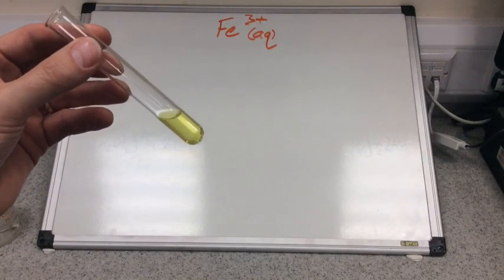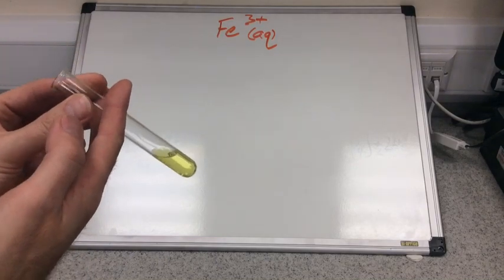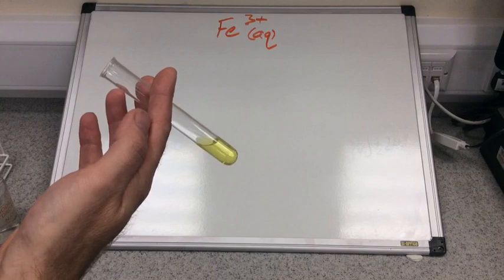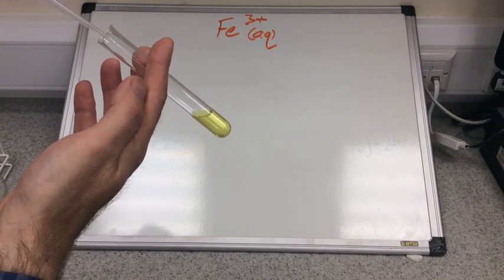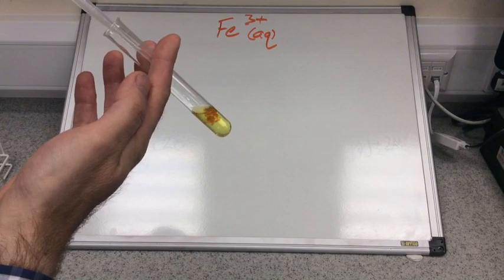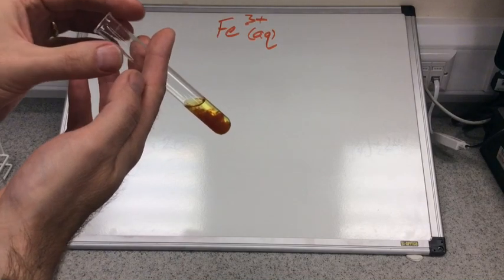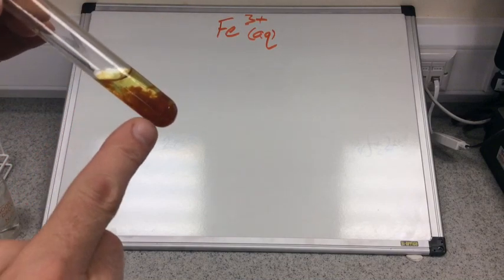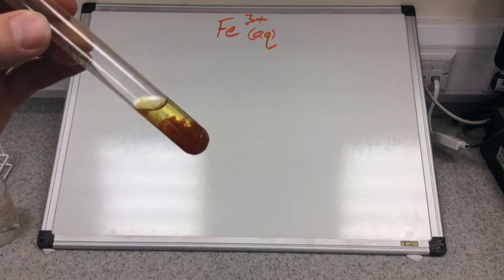We'll finish with the aqueous iron 3 plus ions now. So we'll add some hydroxide ions into here. This is a sort of pale yellow colour. Hydroxide ions are going in now, and you can see it's changing colour there. We've got a sort of reddy orangey brown precipitate being formed here. That's iron 3 hydroxide.